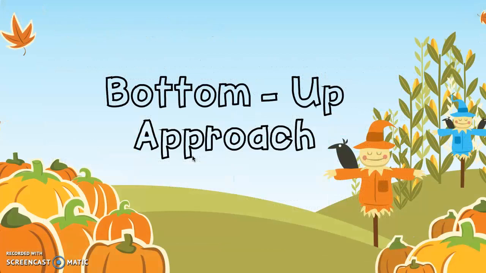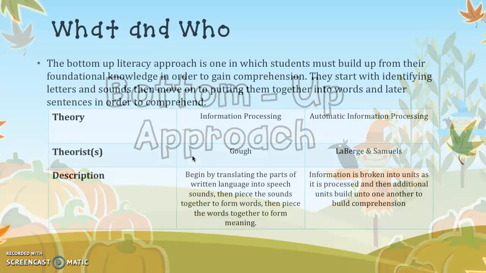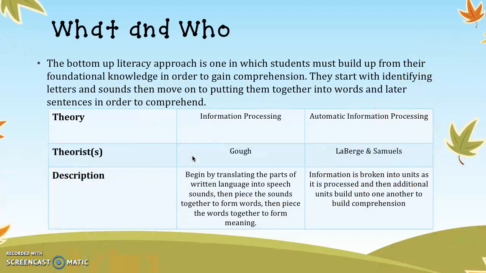And then we also have the bottom-up approach. The bottom-up literacy approach is one in which students must build up from their foundational knowledge in order to gain comprehension. They start with identifying letters and sounds and then move on to putting them together into words and later into sentences in order to comprehend them.